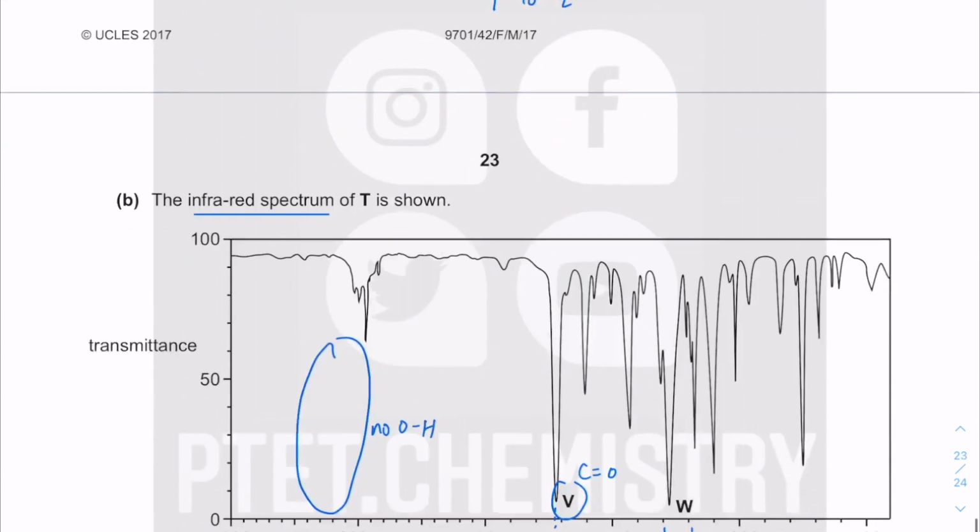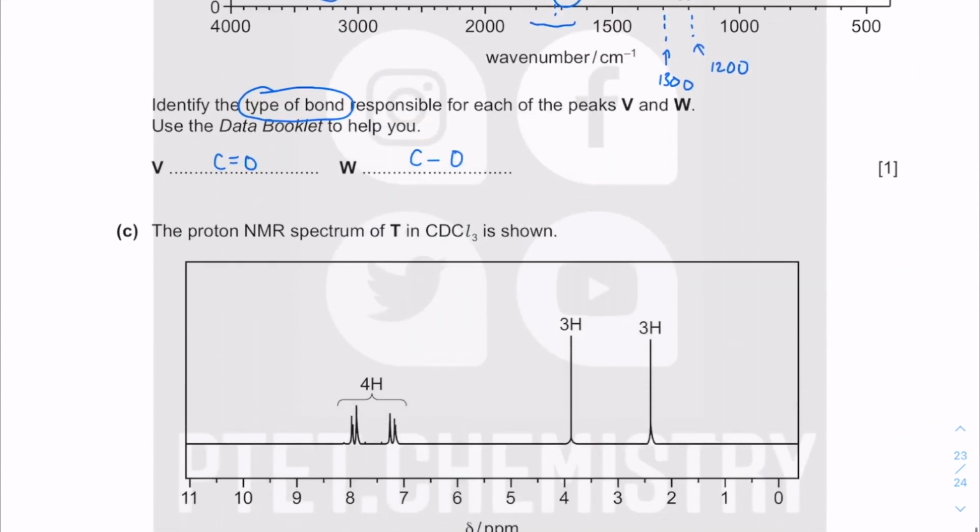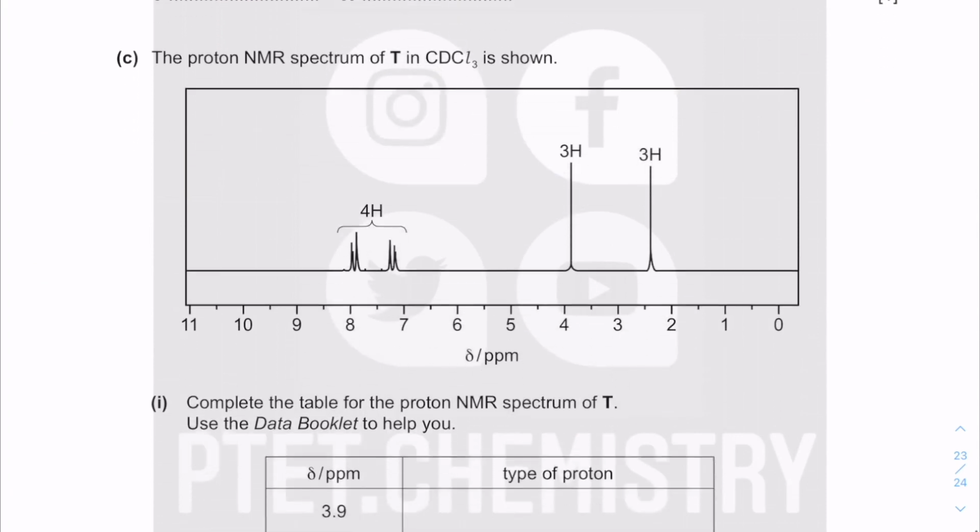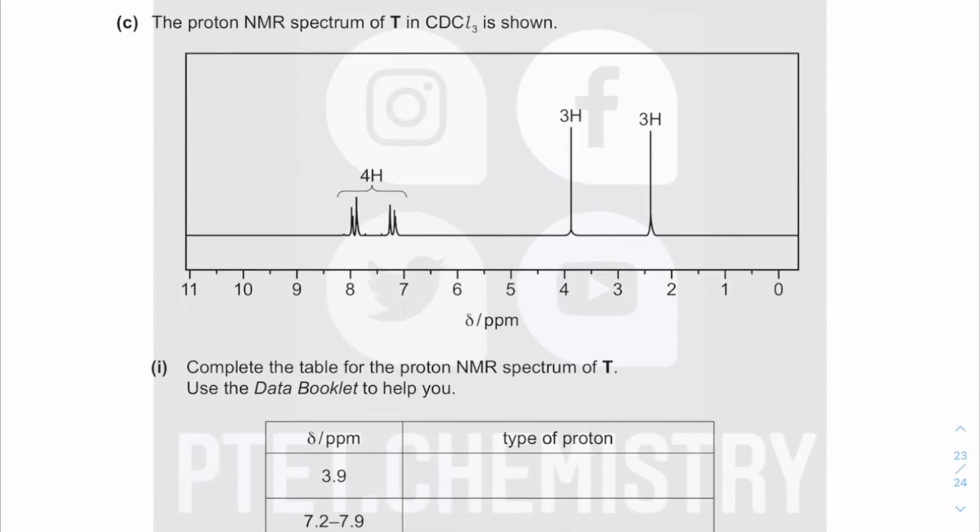Alright, so a lot of these relate to each other. Okay, proton NMR. Earlier in the question there was something on carbon-13 NMR, but now it's proton NMR, and the first thing I can tell you is that somewhere around this region between 7 to 8, that is what we call an aromatic proton. Something to do with a benzene ring.